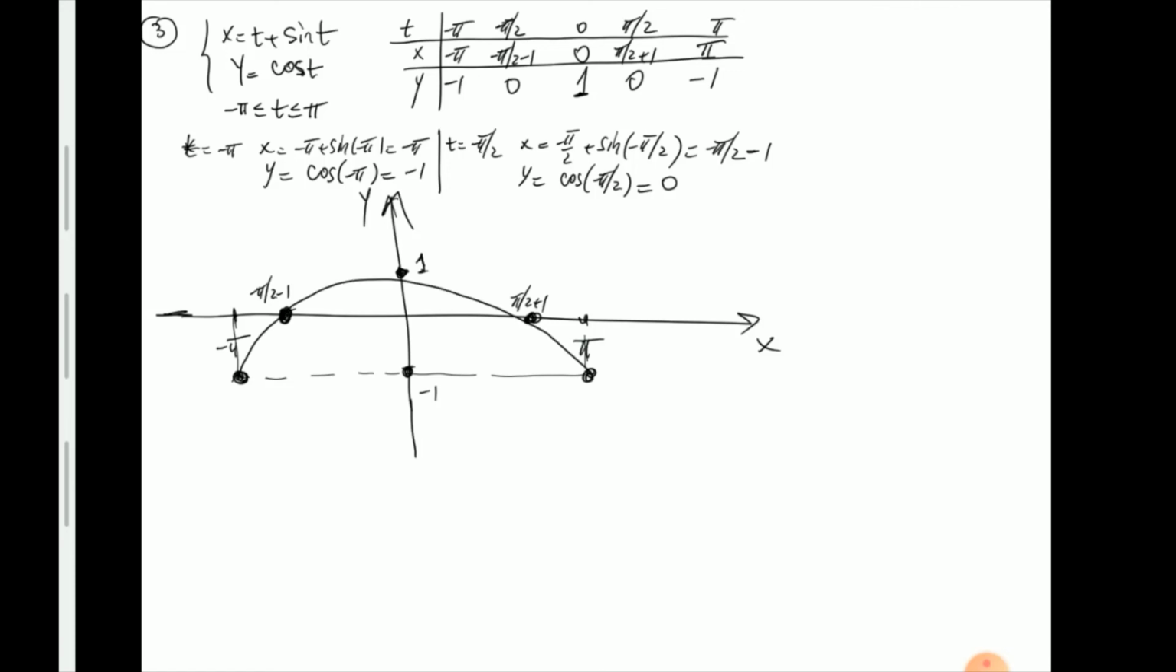All right, more or less. Direction of motion, of course, is from left to right, right? Because this is the initial point and this is the final point.